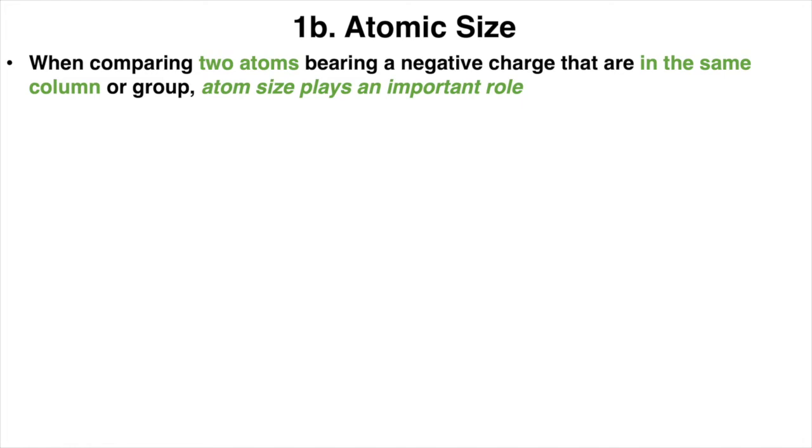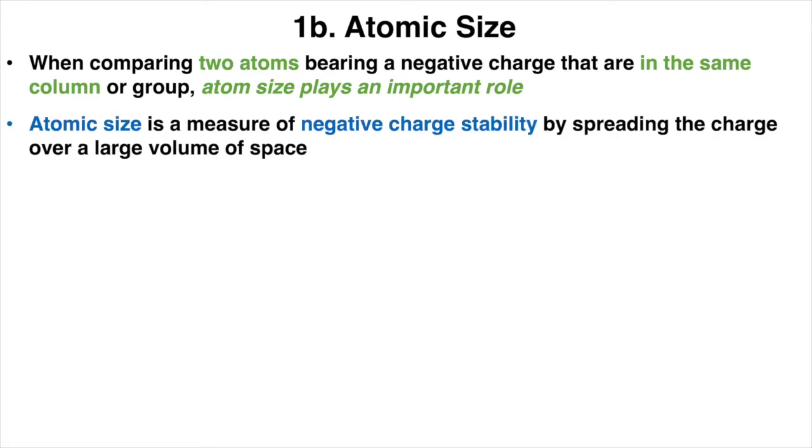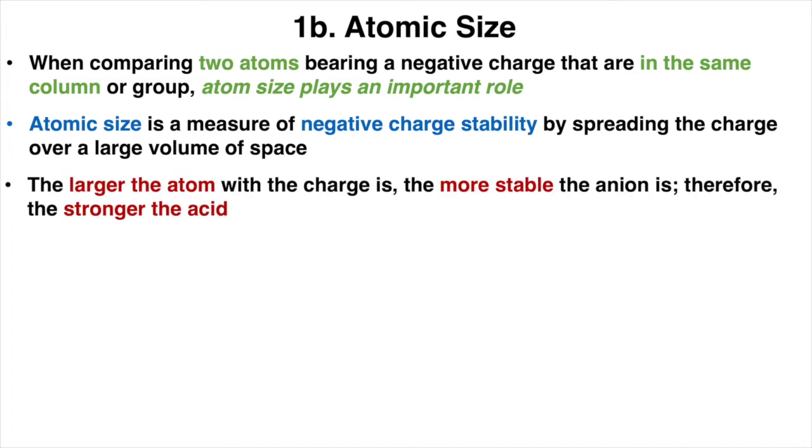Now, what do you do if the atoms you're comparing aren't in the same row? Well, rather than looking at electronegativity, you're going to look at atomic size. Atomic size is a measure of negative charge stability. The larger the atom, the more space the negative charge can spread across. So the larger the atom with the charge, the more stable the anion is, and therefore the stronger the acid.